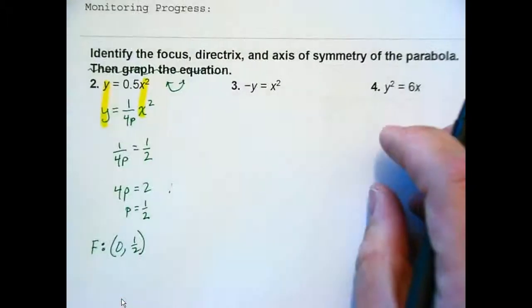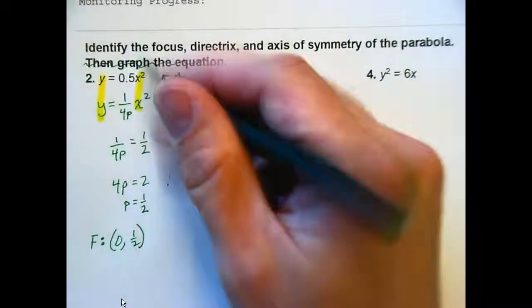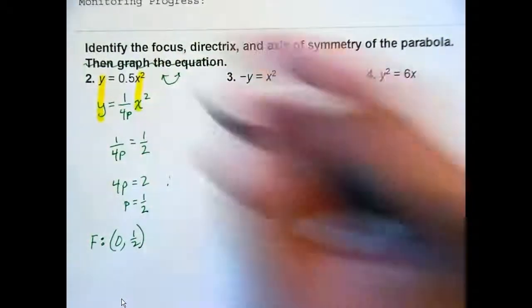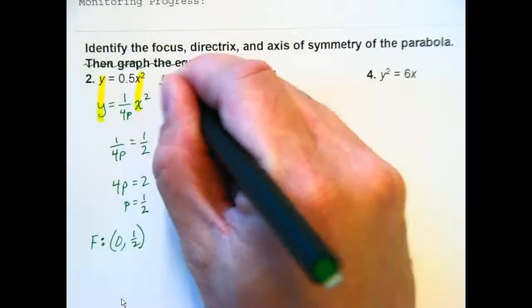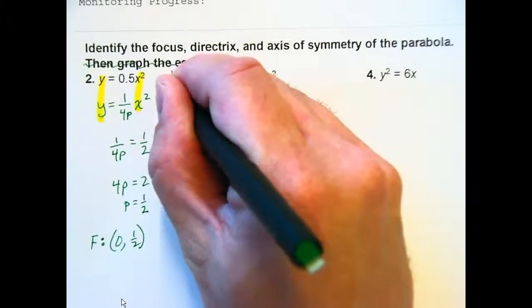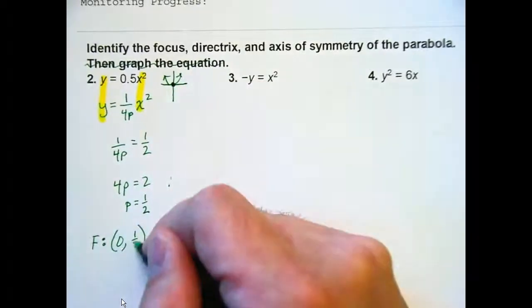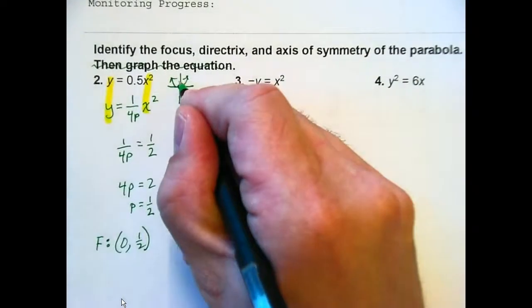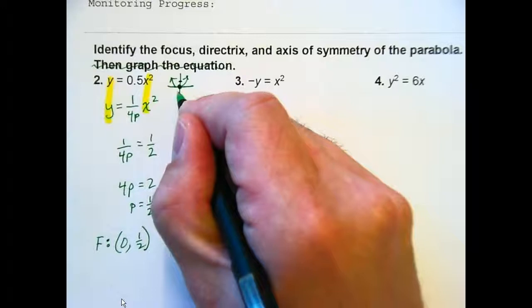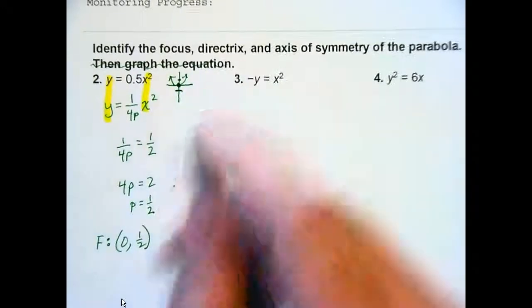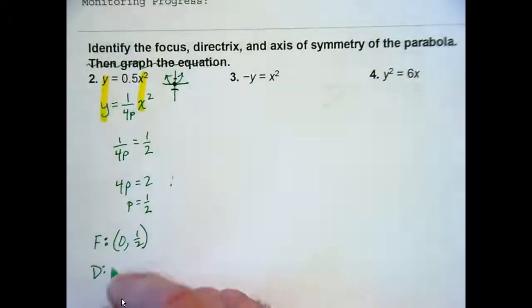If it hasn't shifted up or down, or left or right, that means the vertex is at the origin. Which means if we go 1/2 up to get to the focus, how far do we go down to get to the directrix? 1/2. So the directrix is y equals negative 1/2.